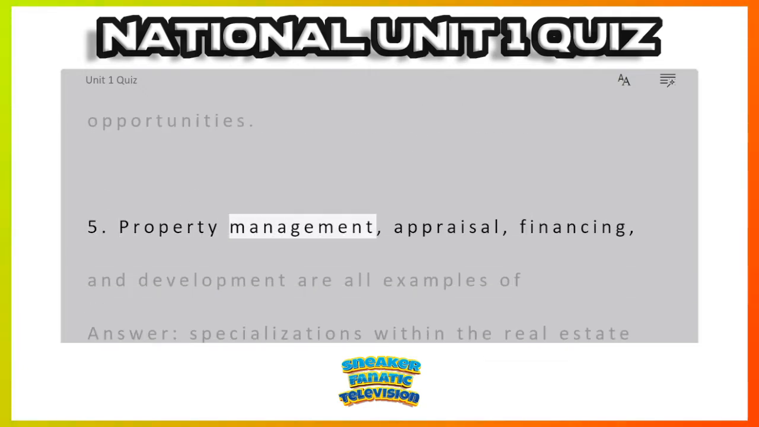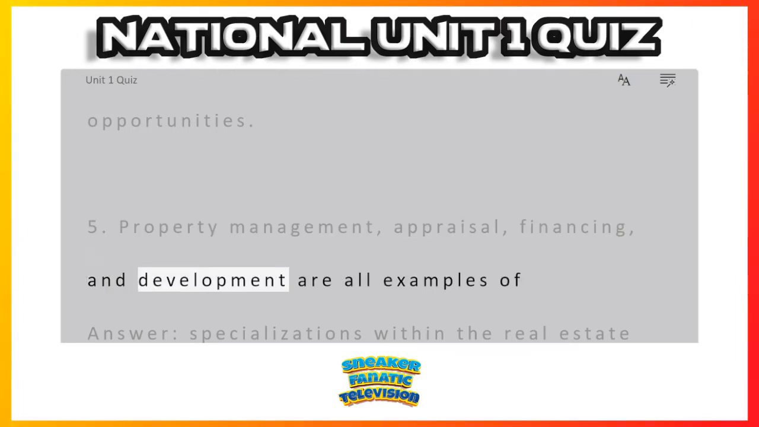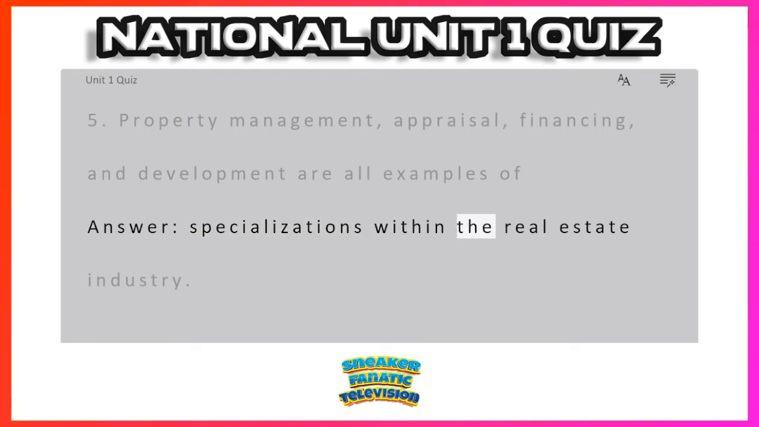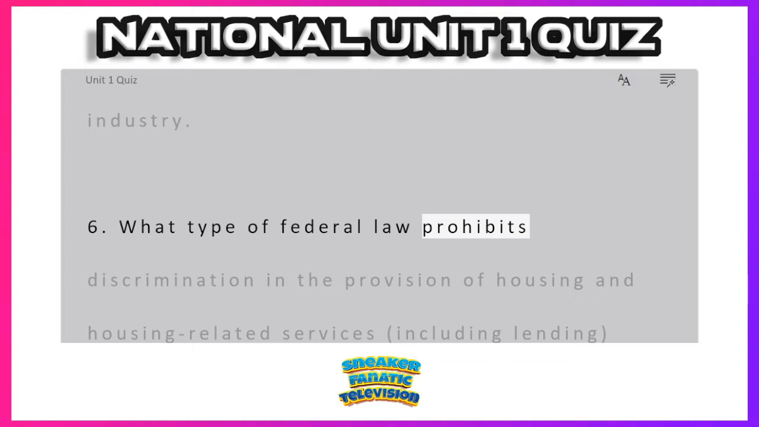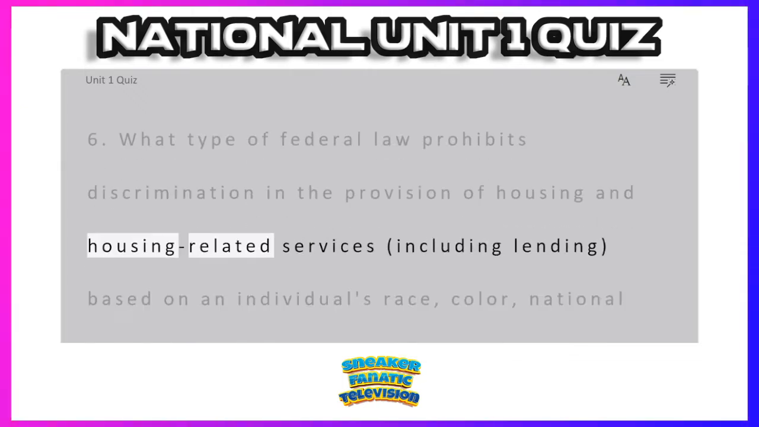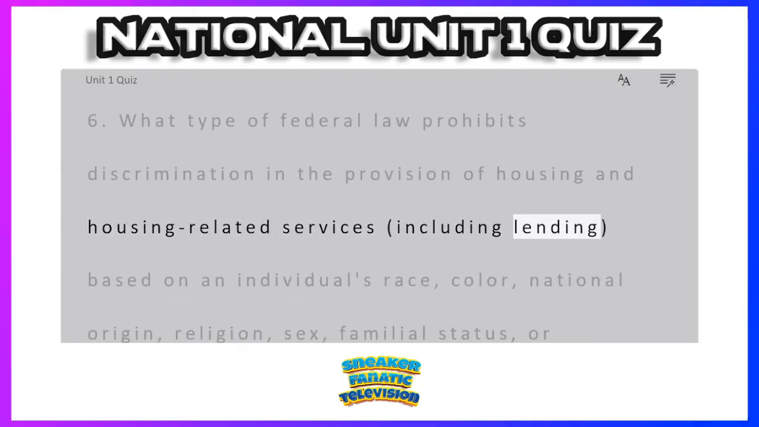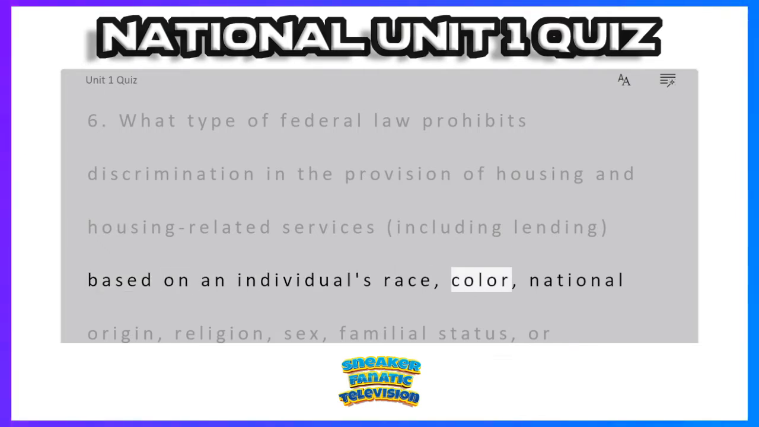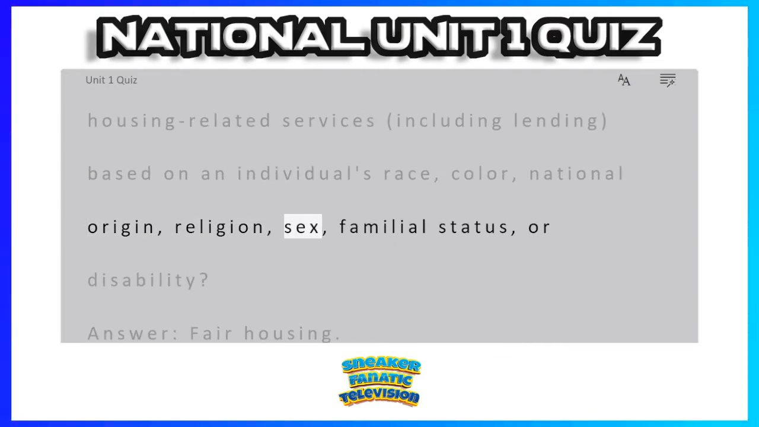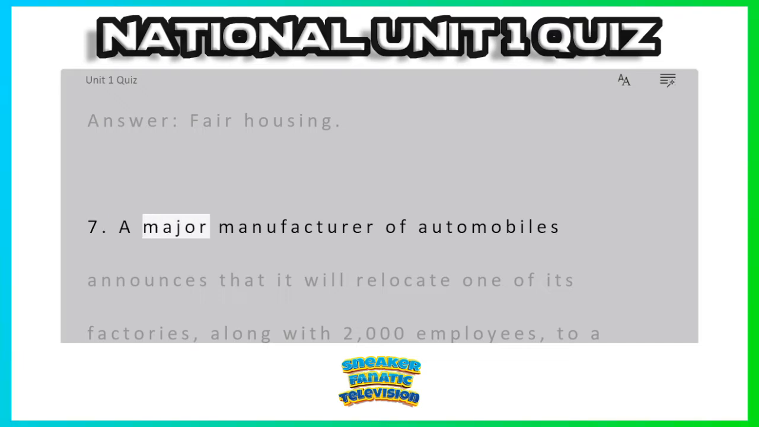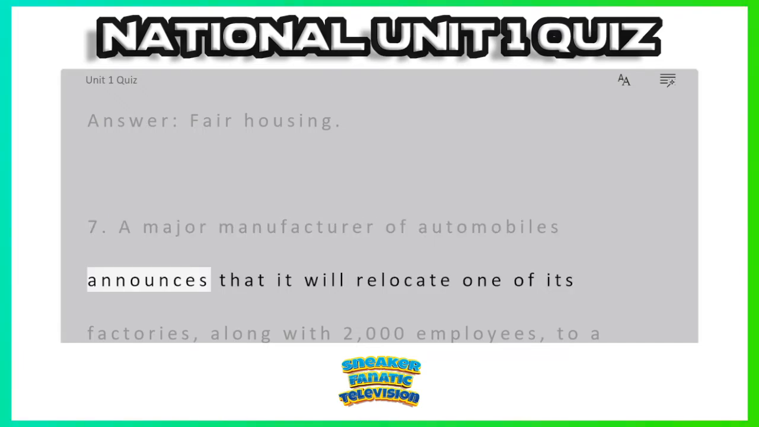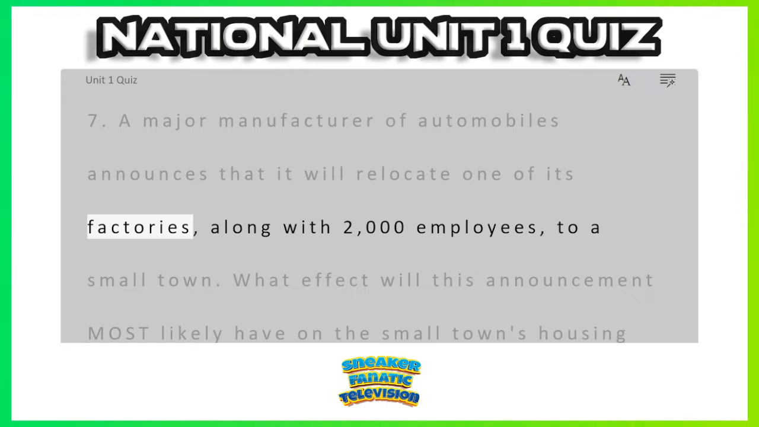5. Property management, appraisal, financing, and development are all examples of. Answer. Specializations within the real estate industry. 6. What type of federal law prohibits discrimination in the provision of housing and housing-related services, including lending, based on an individual's race, color, national origin, religion, sex, familial status, or disability? Answer. Fair housing.